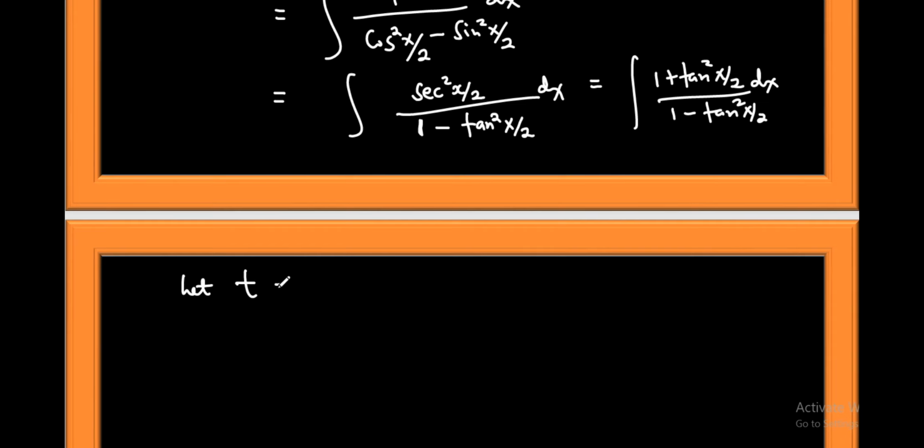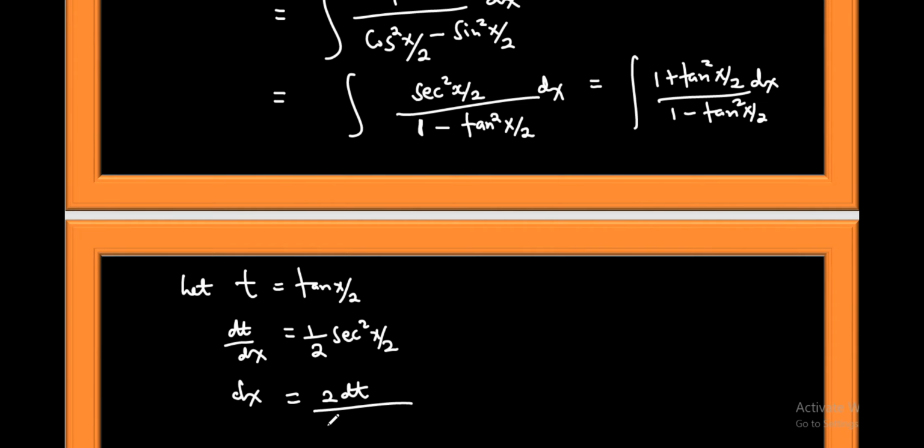let t equal to tan x out of 2. And if t is tan x out of 2, it means dt dx now becomes a half sec squared x out of 2. Should we make dx the subject, dx becomes 2 dt, ideally divided by sec squared x out of 2. But remember, sec squared x out of 2 is the same as 1 plus tan squared x out of 2. So that means I will comfortably write this as 2 dt divided by 1 plus t squared.